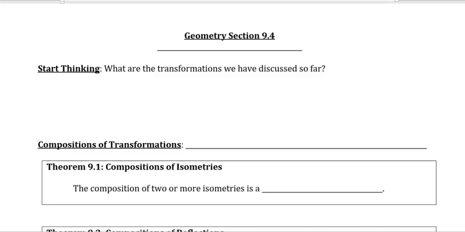All right, as you guys can notice, we have gone out of order. We did 9.5 first, and then we came back to this. The reason I did that is I wanted to go over all the different transformations and then come back to something called compositions. So today's lesson is called compositions of transformations.